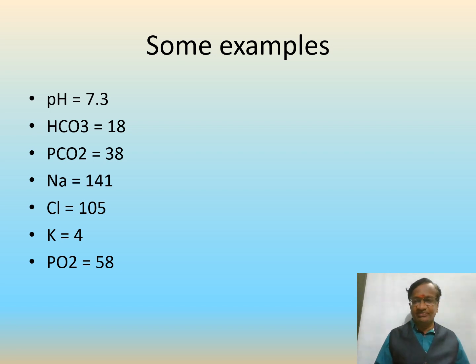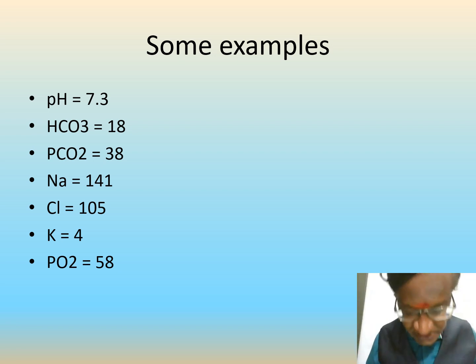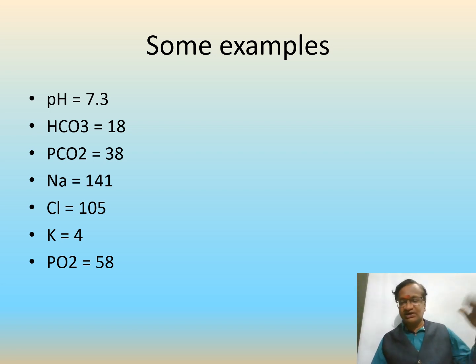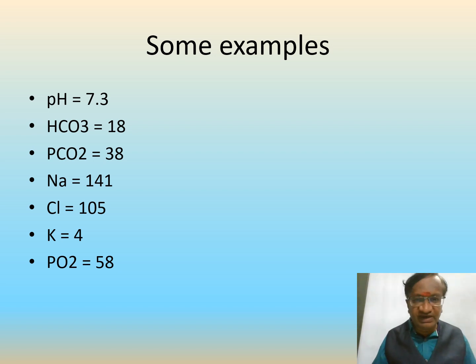Now we will go to the examples. Now we have so many things: strong ions, anion gap, delta gap, estimated bicarb by Winter's formula, and what the normal PCO2 is. All these things we have now put together. We know what is to be analyzed. Now we have an example. pH is 7.3, bicarb is 18, PCO2 is 38. This is a case. PO2 is 58.